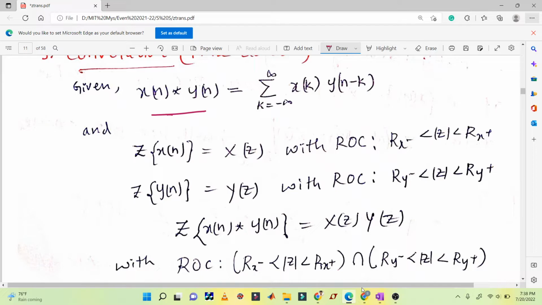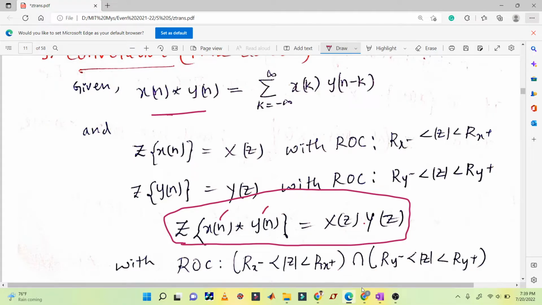Okay, so this is the property. Here you can see this is the property. X of n convolution y of n will give us x of z multiplied by y of z, and ROC is intersection of ROCs of first function x of n, second function y of n. Okay, we can take x of n and h of n also. They are just the function names.